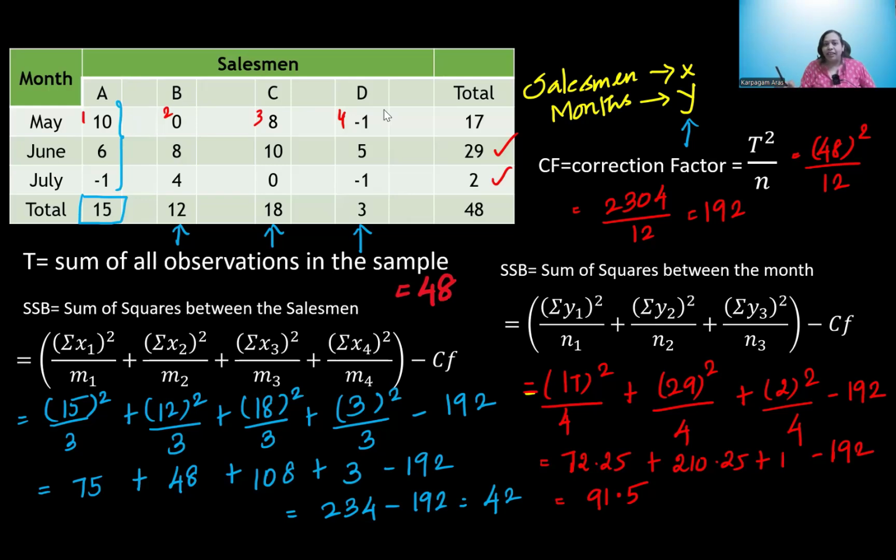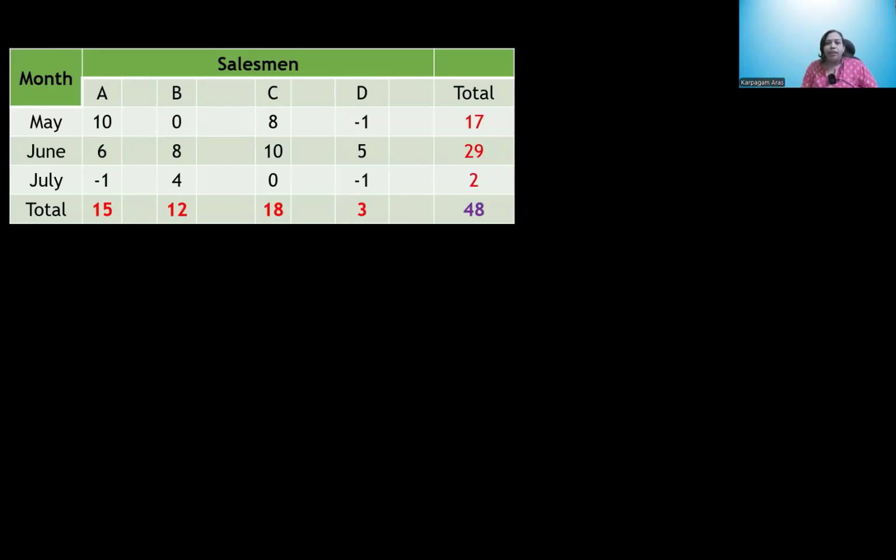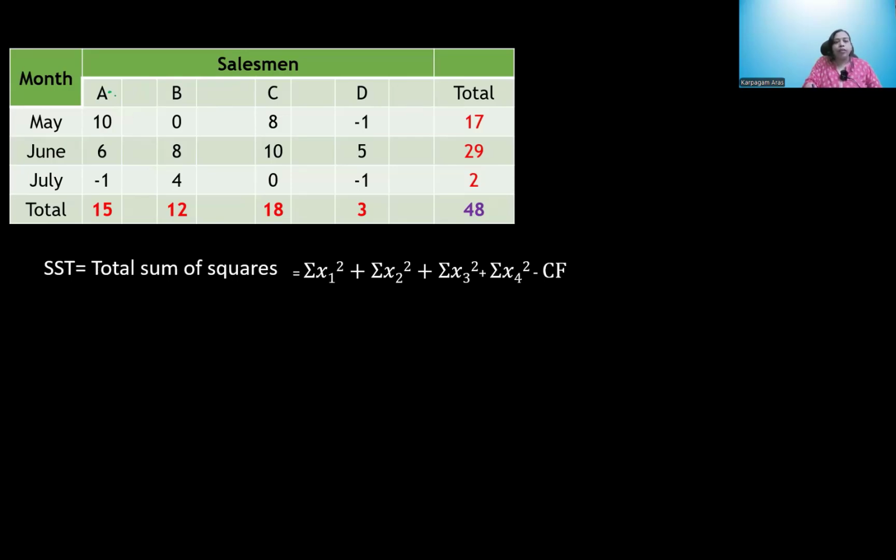Finally, we need to calculate sum of squares of the total, or how much of the variation is available within the data set. To calculate the total sum of squares, we have to square each and every one of the available variables. We are calling this x1, so this will become x1 square, x2 becomes x2 square, x3 square, x4 square.